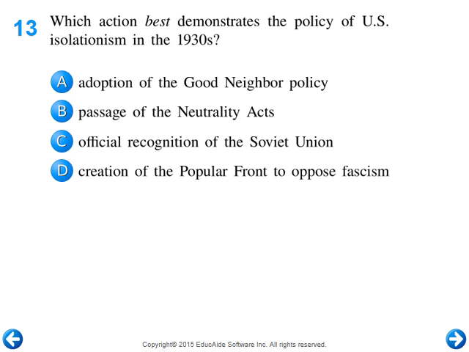All right, number 13. Which action best demonstrates the policy of U.S. isolationism in the 1930s? In other words, we don't want to get involved. Is it A, the adoption of the Good Neighbor policy? Well, maybe. We'll hold on to that one. B, passage of the Neutrality Acts. In other words, we're going to stay neutral. Let's hold on to that. C, the official recognition of the Soviet Union. It really has nothing to do with this. Or D, creation of the Popular Front to oppose fascism. If we're trying to stay independent, we don't want to oppose anything. So we can eliminate C and D. Let's look at A and B. It's going to be B, the Neutrality Acts. Just the word neutrality should be enough to show you that we were trying to stay out of it. We were trying to stay isolated.